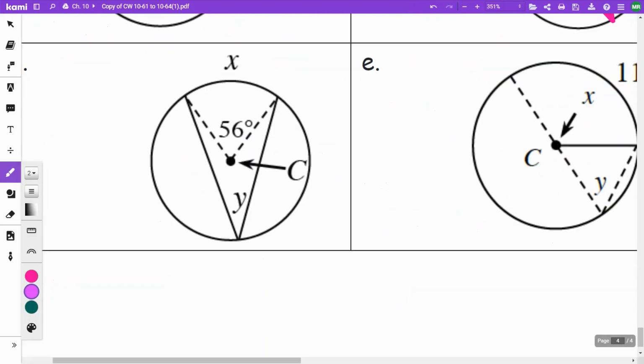On D, my central angle that forms X is 56 degrees. So that means that this X has an arc measure of 56 degrees. This inscribed angle that also forms that same arc measure, same intercepted arc, is going to be half of that. And so half of 56 is 28.